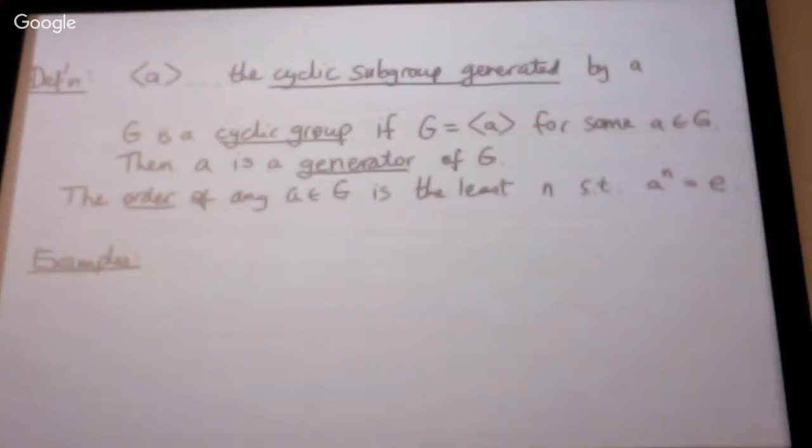So is that a cyclic group or not? Yeah. Why? Generate everything with one. Exactly. So Z is cyclic, generated by 1 or minus 1.